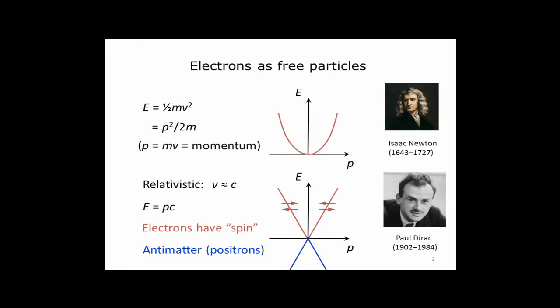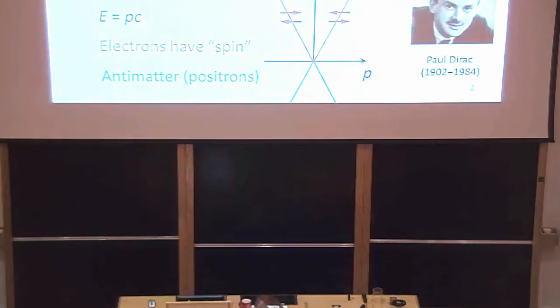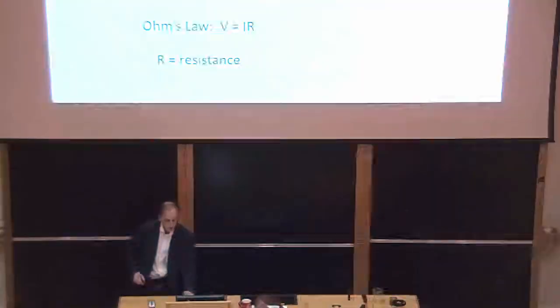So in the case of electron, the antiparticle would be the positron, and they would be represented on this diagram as solutions down here in the negative energy axis. So this is what we know about electrons which are not confined in solids. What happens when we put them in solids?